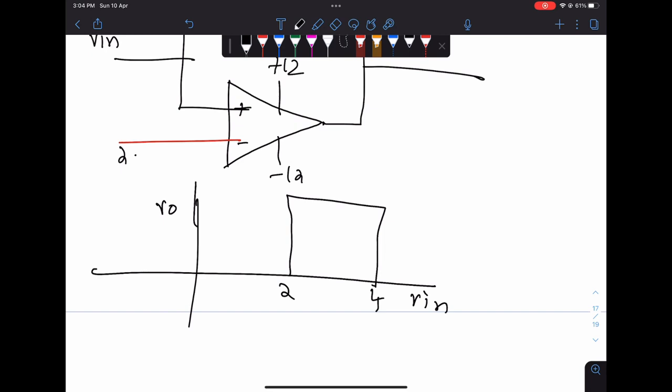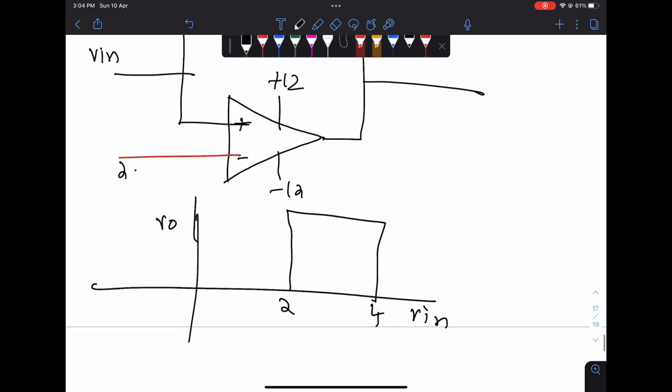So what you should do for minus 2 to 4 is just repeat the circuit and couple them, and you can get the window detector from 2 to 4. So how is the window detector working?